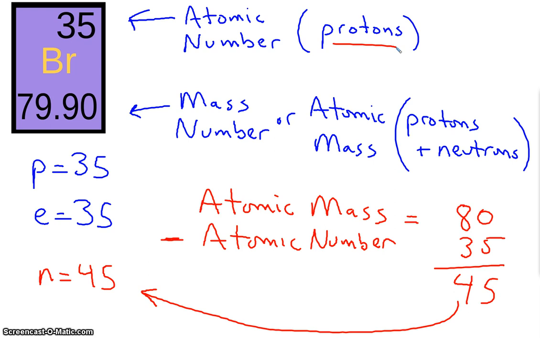And when we talk about isotopes, it'll make more sense. But for right now, we're just going to assume that it's a whole number. So in this case, we're going to round it up to 80. So by looking at this, we can tell, hey, 35, that defines the element. That's the number of protons. So we've got 35 protons.